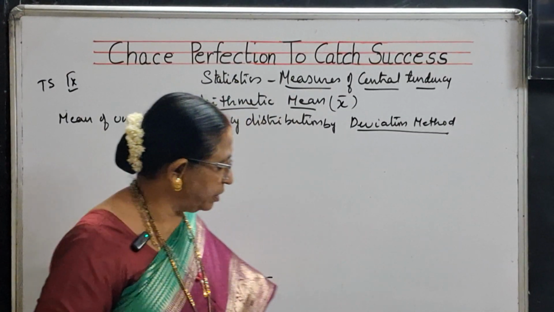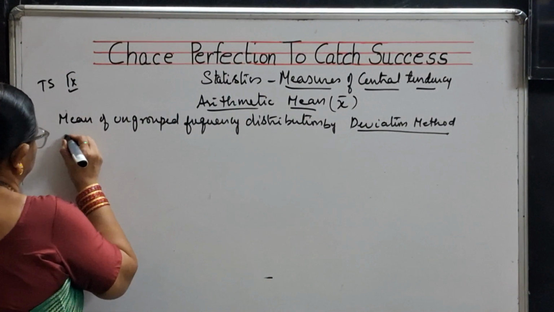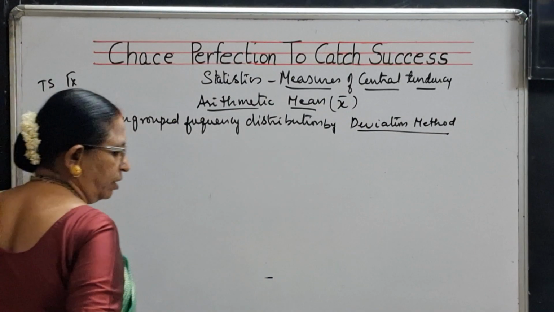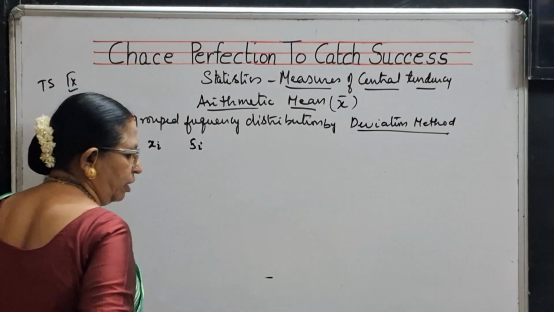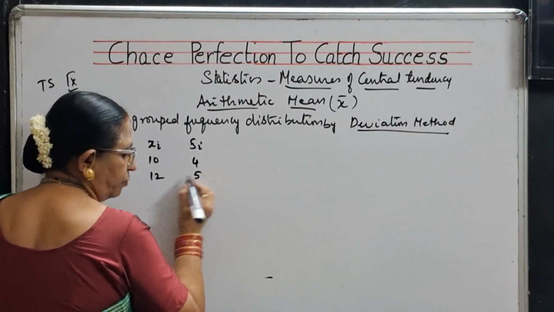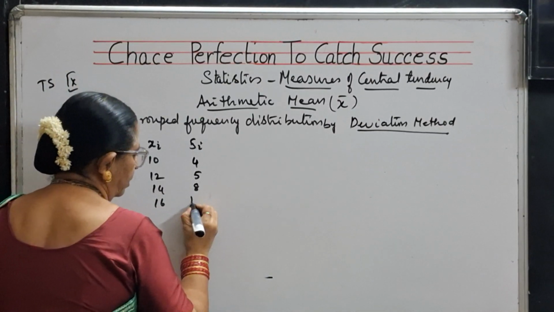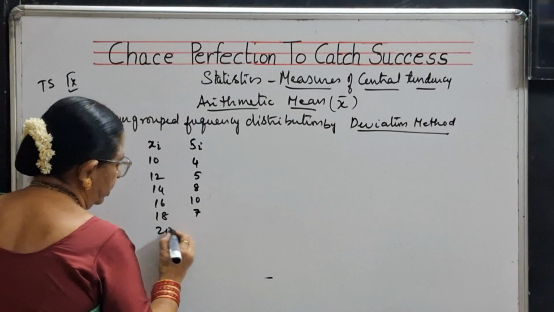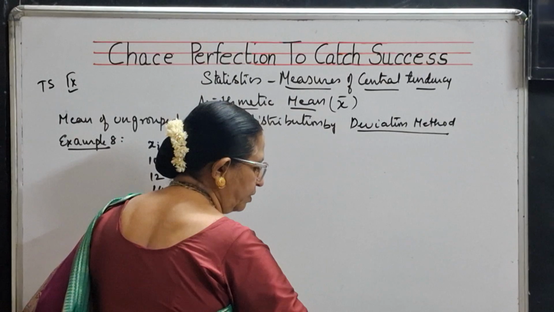So for the deviation method also, you are going to take as an example, example 8 that is given to you. Example 8, you have got xi values and fi values. What are they? You have got 10 and 4, 12 and 5, 14 and 8, 16 and 10, 18 and 7, 20 and 4, 22 and 2. This is given to you.